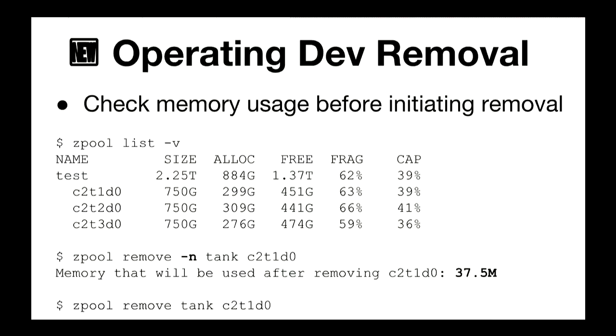So we have this zpool remove -n for no-op mode, and then the name of the pool, the name of the disk. It's going to tell you, all right, this is how much memory I think will be used. This tends to be an overestimate. I think in practice the real amount used is maybe half to three quarters of what this estimates typically. If you're like, great, 37 megs, I can deal with that, then zpool remove, name of the pool, name of the disk.